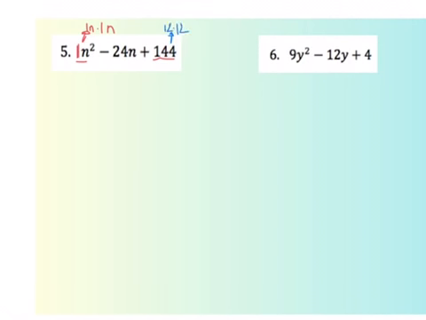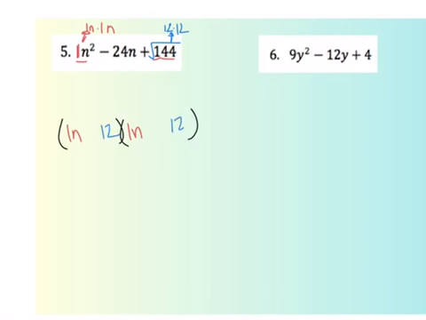And remember, if you can't figure that out, you can always try taking the square root of it in your calculator and seeing if it gives you a whole number. So in this situation, it is going to be perfect squares. I know that my first term is going to be a 1n and a 1n. And my second term is going to be a 12 and a 12.